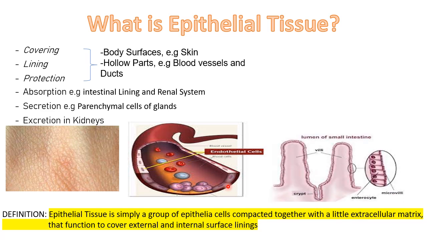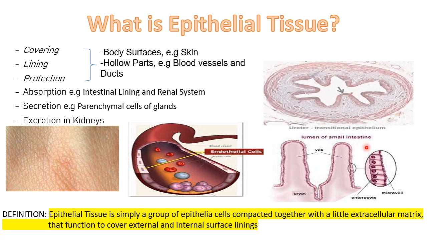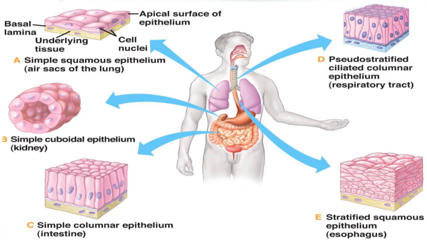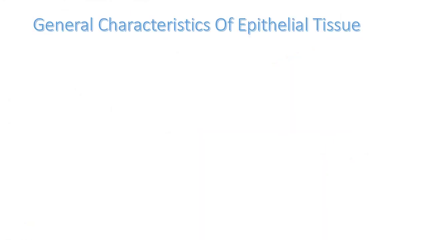Then another part where epithelial tissue is found is in the lumen of the small intestine. Then another part is simply in the ureter, the urinary system. So here it's called transitional epithelium. Okay, so these are some of the parts where epithelial tissue is actually found. As you can see there, you have it in the trachea, in the lungs, in the GIT, the gastrointestinal tract, then in the bladder and everything. So we're going to talk about that. So stick with me. Okay, so what are some of the general characteristics of epithelial tissue?